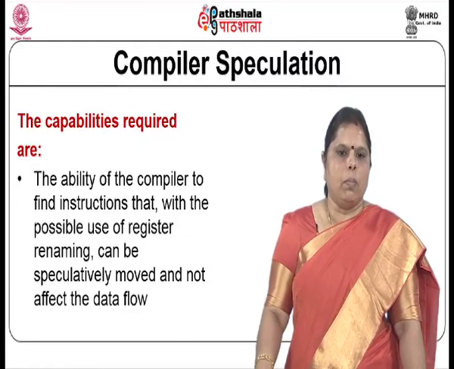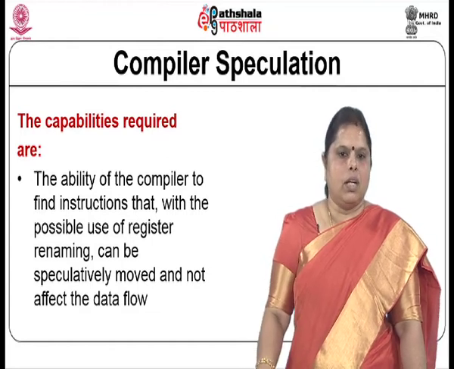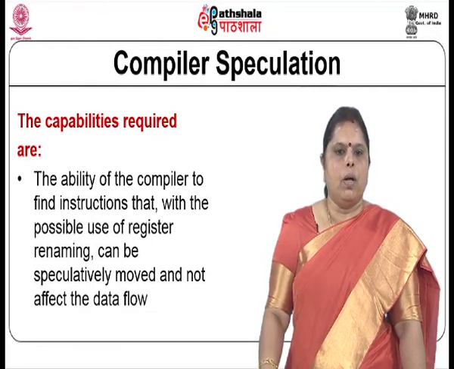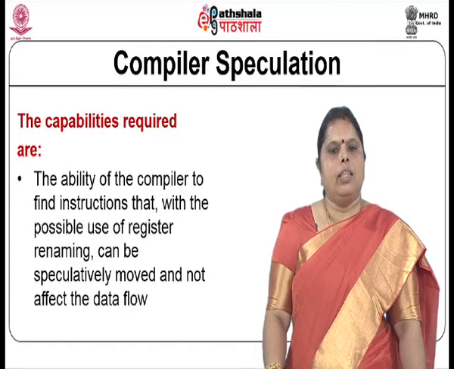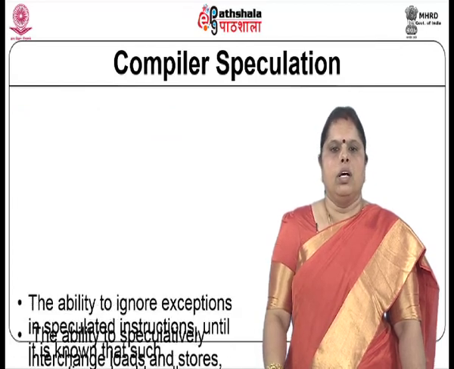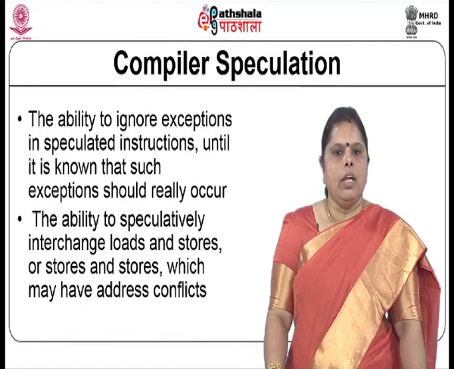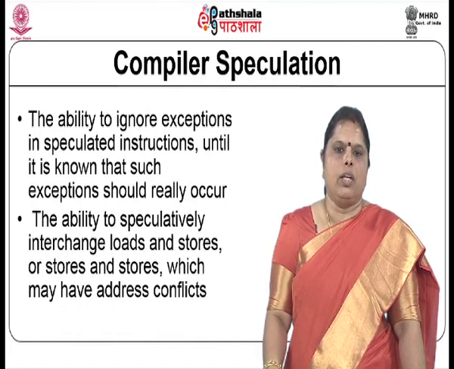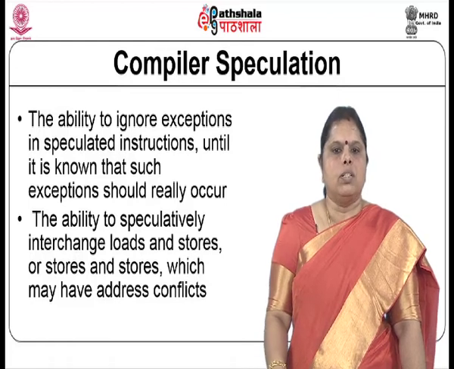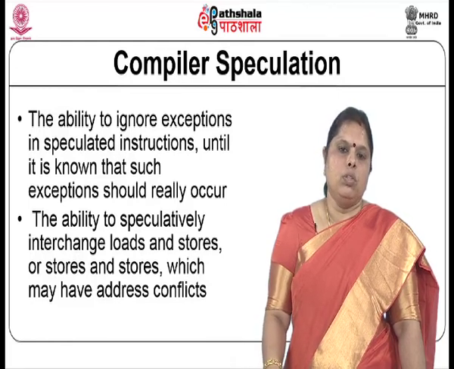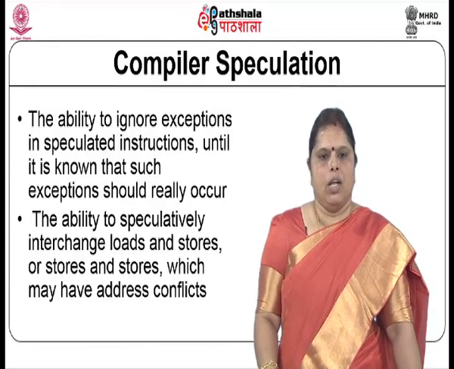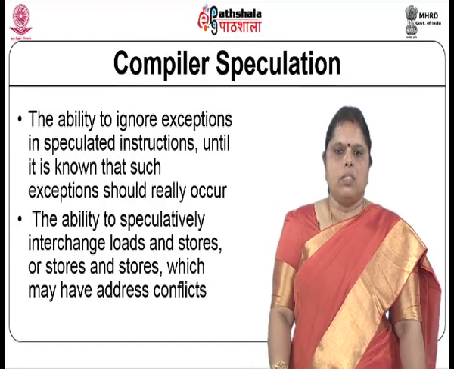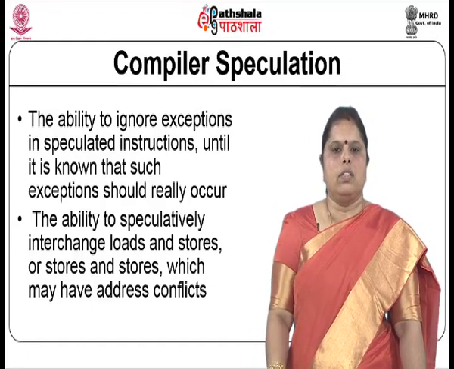So, when you try to do compiler speculation, the capabilities that are required are the ability of the compiler to find instructions that, with the possible use of register renaming, can be speculatively moved and that they do not affect the data flow. The other requirements are the ability to ignore exceptions in speculated instructions until it is known that such exception should really occur. Now, this may not be possible by the compiler alone, so you will have to take the support of the hardware. So, the compiler can do aggressive speculation only when it has the support of hardware.